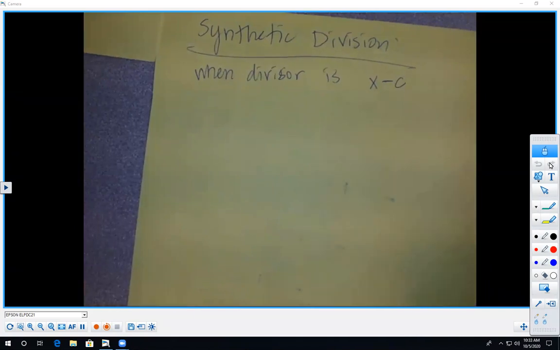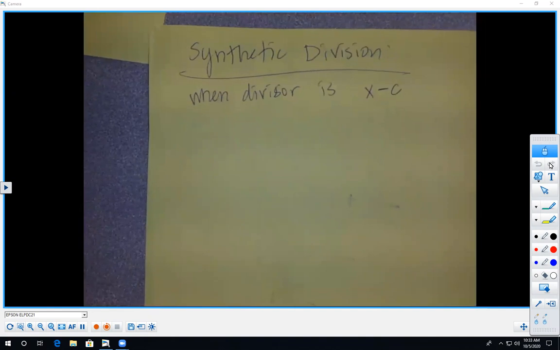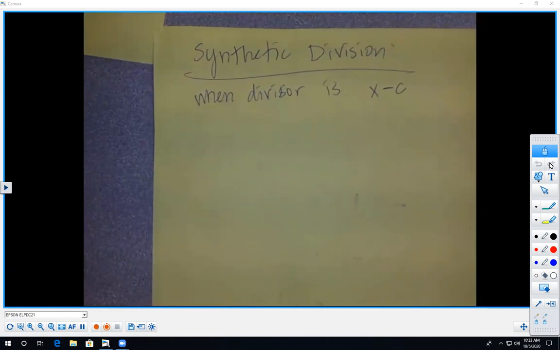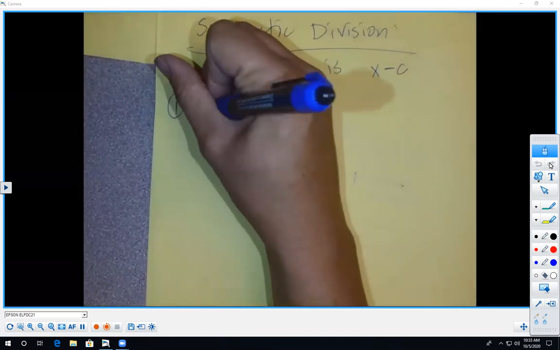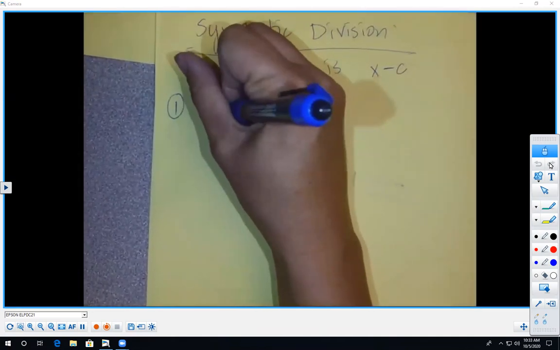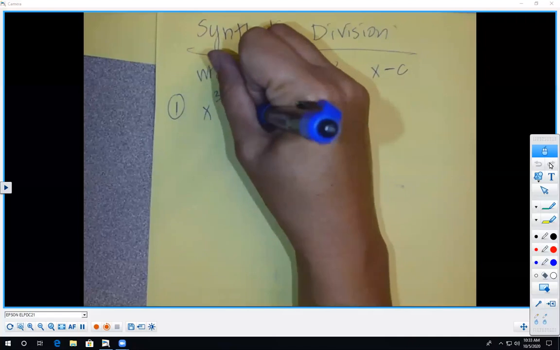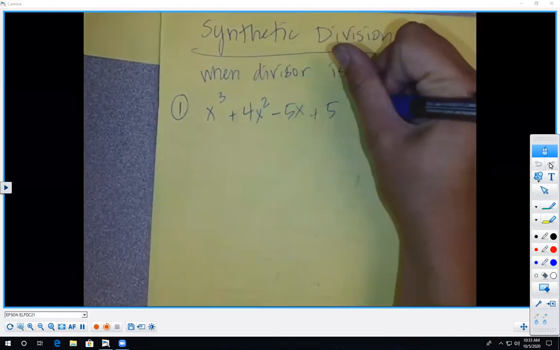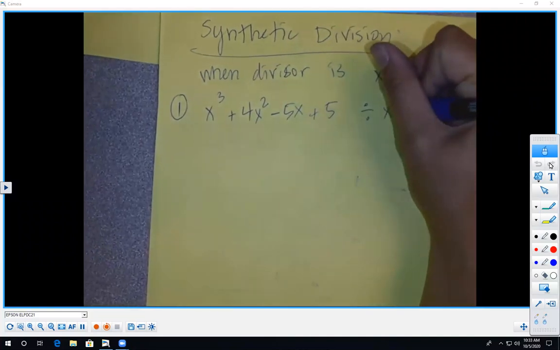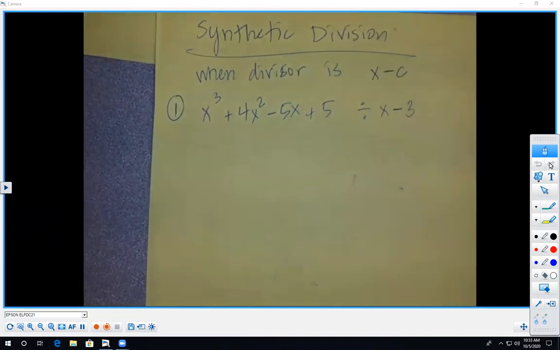Okay, so it looks kind of weird at first if you haven't seen it or if you aren't familiar with it. It feels kind of weird, but once you get the hang of it, it's much better than long division. Okay, so our first problem we're going to do is x to the third plus 4x squared minus 5x plus 5, and we are going to divide that by x minus 3.